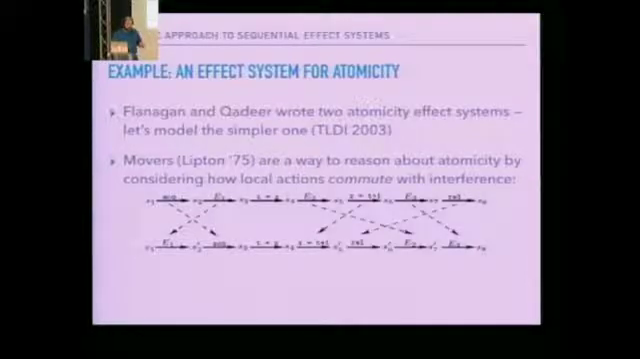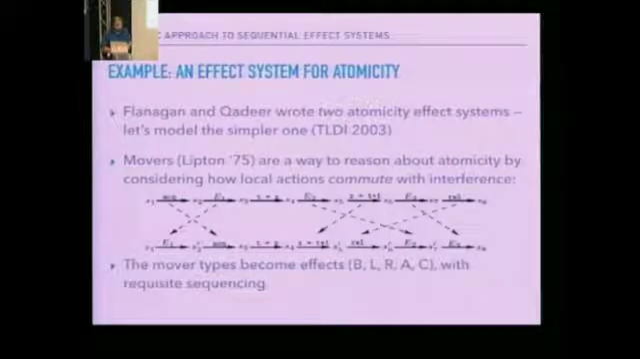And you can pile together a bunch of right movers, both movers, and left movers together, and these you can always rewrite into an equivalent execution where these execute without interleaving. So it's effectively atomic. And in Flanagan and Qadeer's system, each of these mover types becomes an effect. So we have left, right, both, atomic, and compound for things that, nothing's wrong with them, they're just not atomic.